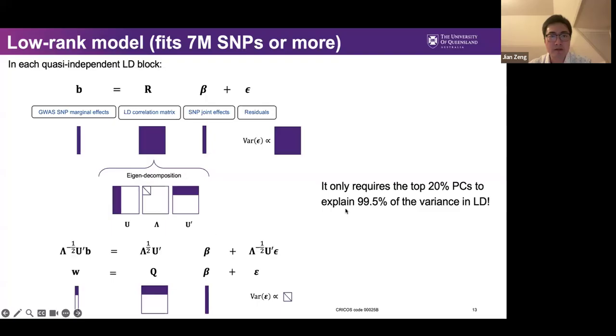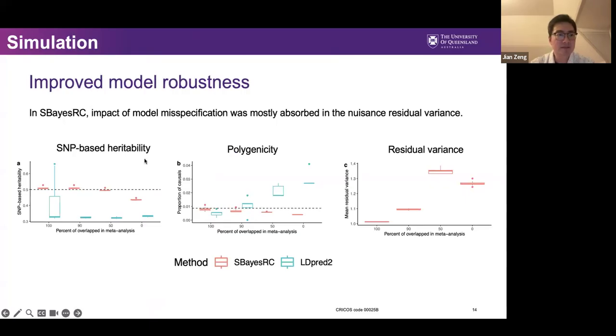So by doing that, it becomes more efficient and also improves robustness, because now we can estimate or sample the residual variance from the MCMC. These are just the simulation results to demonstrate the improved model robustness.